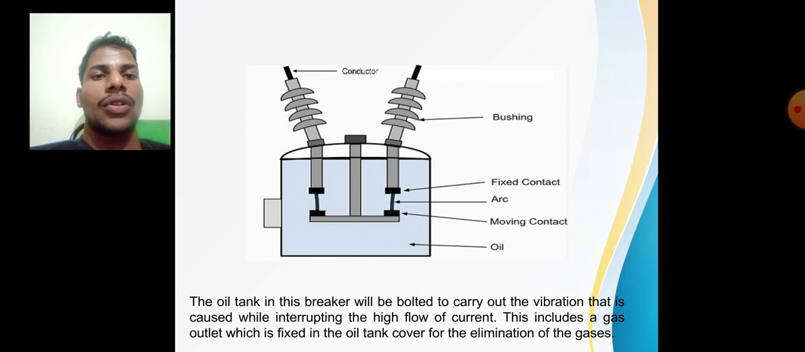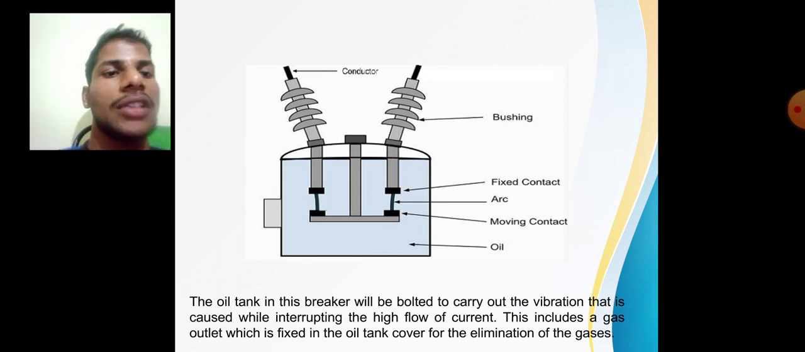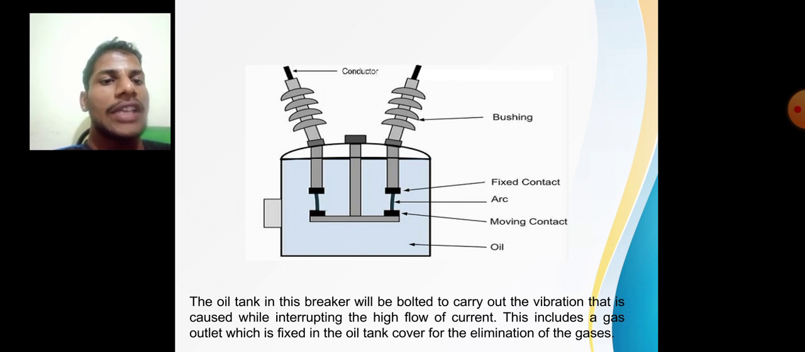The oil tank of the breaker will be bolted to carry the vibration caused while interrupting the high flow of current. This includes the gas outlet, which is fixed on the oil tank, for the elimination of the gases.